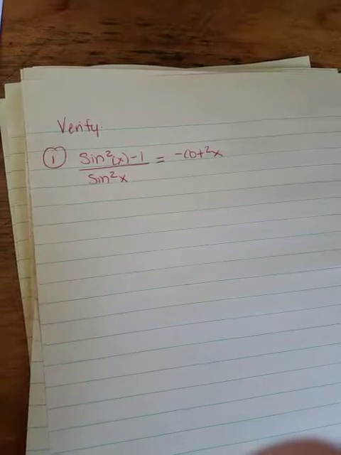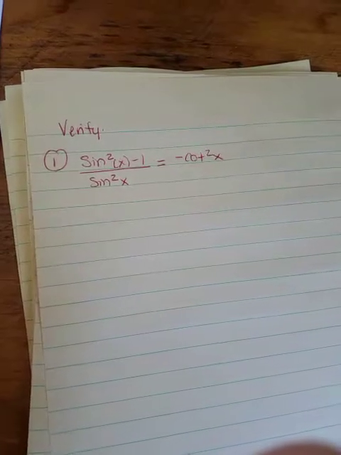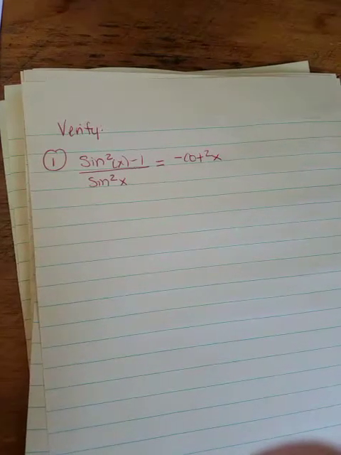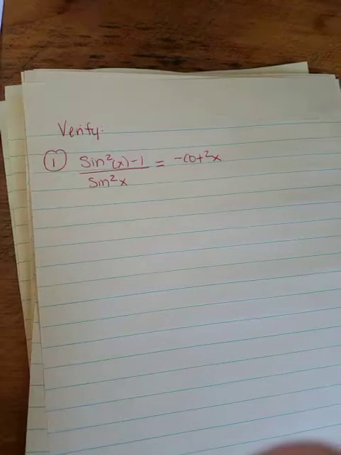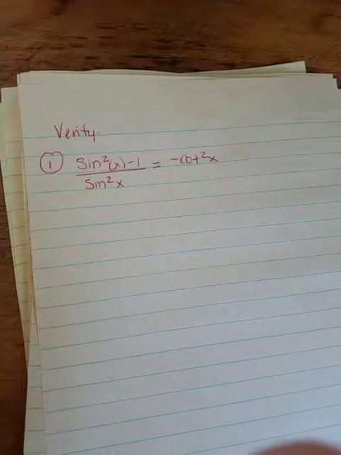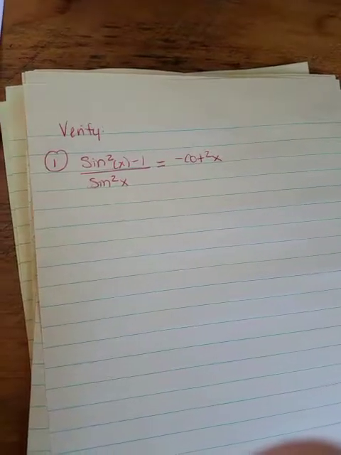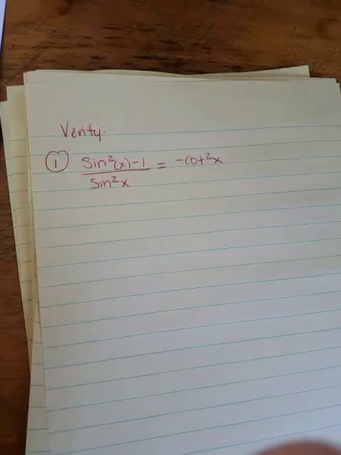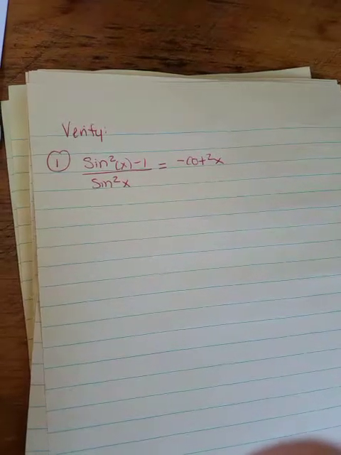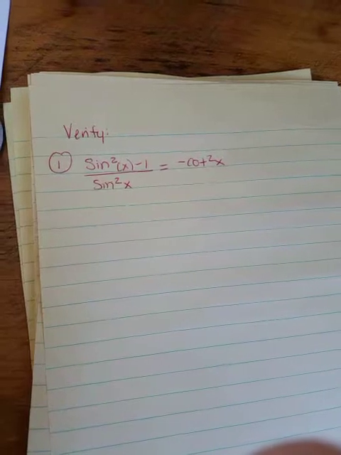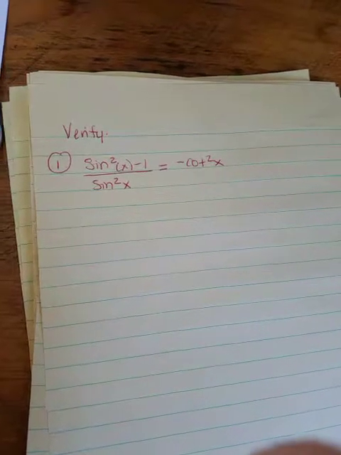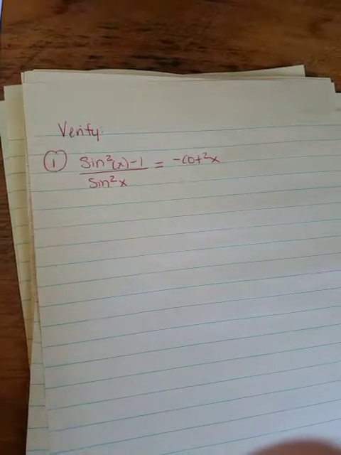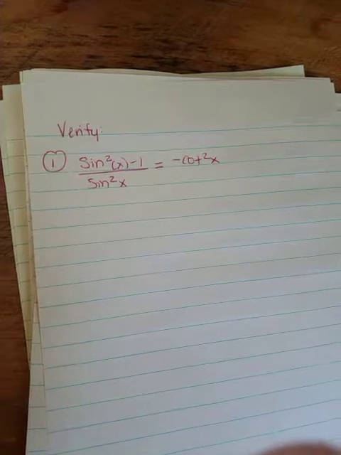Looking at this, you have to verify that sine squared x minus 1, divided by sine squared of x, equals negative cotangent squared of x. I'm going to choose to start on the left because I think I can do more to that instead of the negative cotangent squared. That's not to say you couldn't start with the right-hand side. But here we go, I'm going to start on the left.